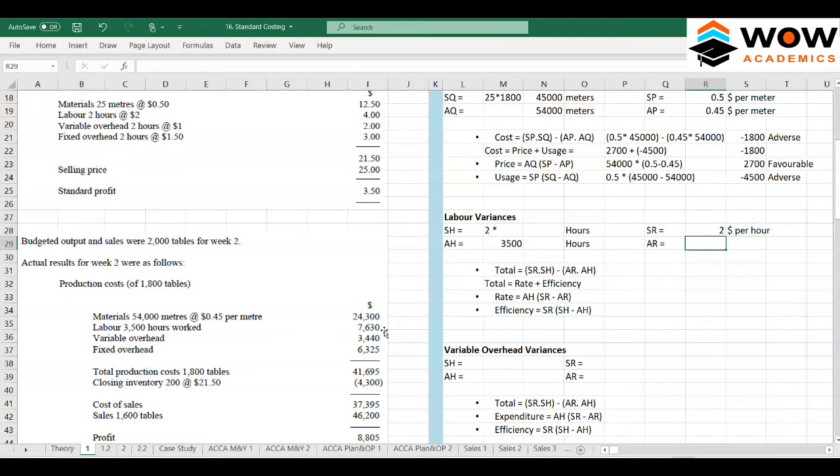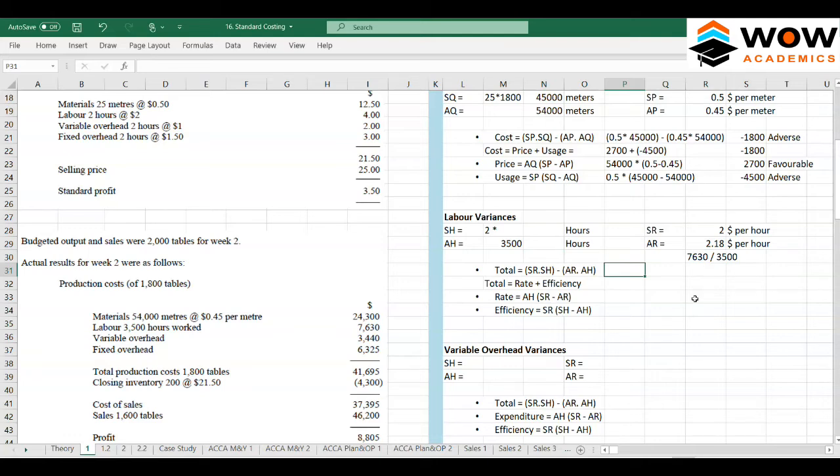The actual rate is not given correctly. It says 3500 hours worked and the amount is 7630. So you have to compute it. There's no other way. So 7630 divided by 3500. It is 2.18 per hour. That's what is paid. So it's very quick and easy to get.